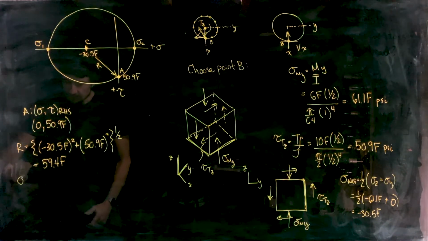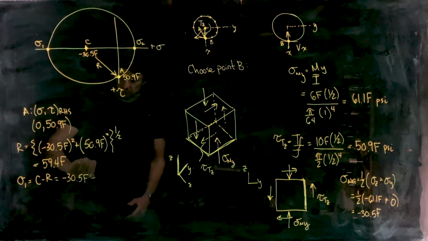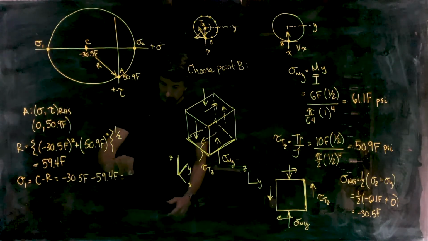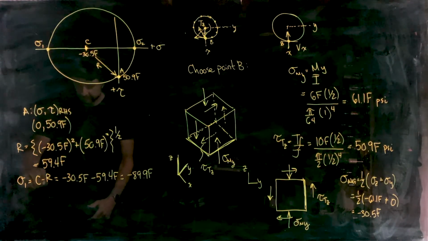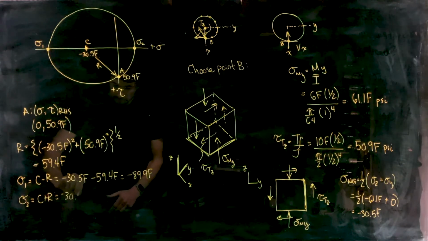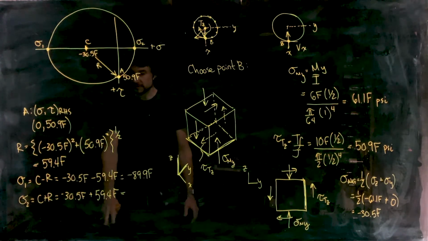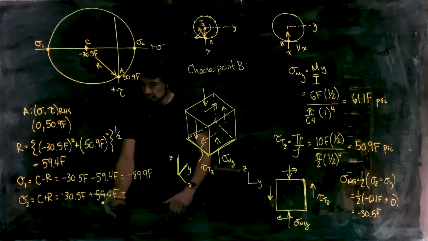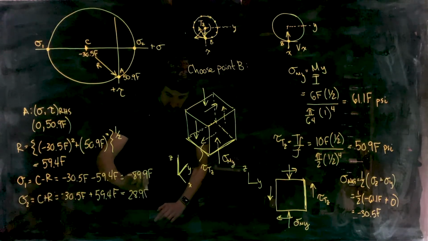So that means that sigma 1 is C minus R here: minus 30.5 F minus 59.4 F is what? Minus 89.9 F. Is that right? Yeah, looks right. 89.9 F. Sigma 2, C plus R, is minus 30.5 F plus 59.4 F, equals, what have we got here? 28.9 F, positive.